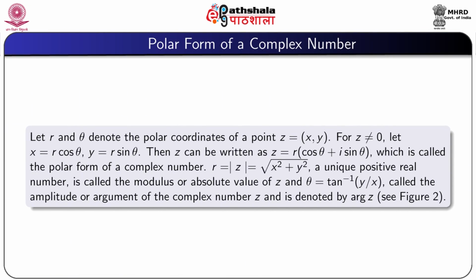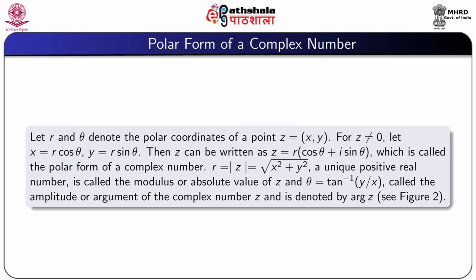Now, we discuss polar form of a complex number. Let r and theta denote the polar coordinates of a point z equal to the ordered pair (x, y). For z not equal to 0, we consider x equal to r cos theta and y equal to r sin theta.